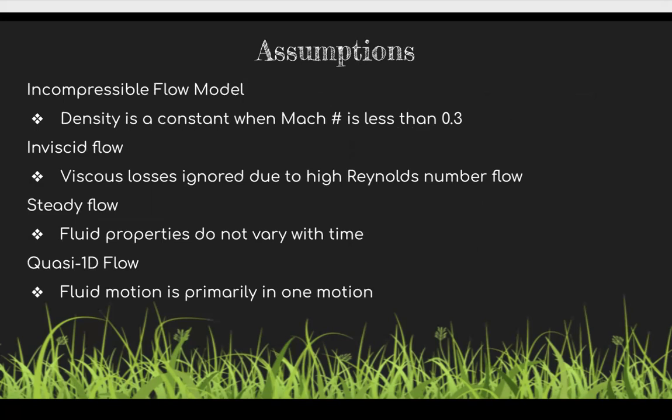Assumptions made with our analysis include the incompressible flow approximation, where density is constant due to a Mach number of flow less than 0.3, and inviscid flow, where losses due to viscous stresses are neglected due to a high Reynolds number flow, steady flow, where fluid properties do not vary with time, and quasi-one-dimensional flow, where fluid motion is approximated to be in one dimension.